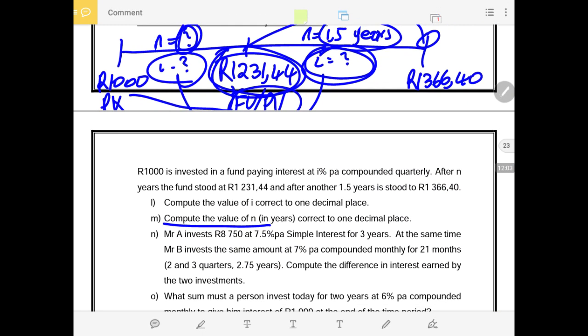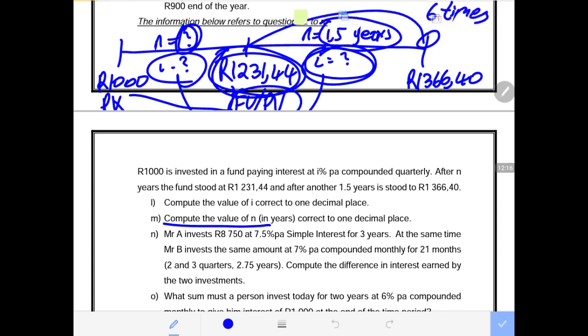Now we are to respond to the second requirement, which is alphabet M. Obviously we are looking for the unknown, which is N. We are to compute the value of N, correct to 1 decimal place.